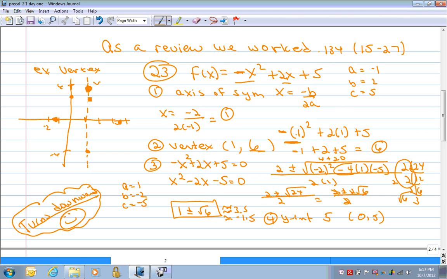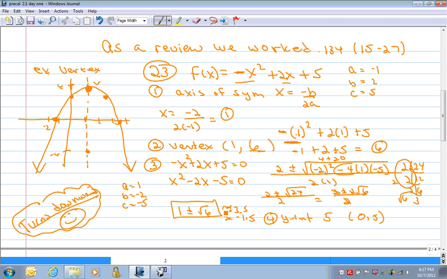You can count over 1 to the axis of symmetry, count over 1 the other way, and put another point. And now you have your 5 points, and you can draw in your parabola. Hopefully this feels pretty comfortable for you. This is one of those things I would go back and review and make sure you've stopped and started as many times as you need to make sure you have this concept down.